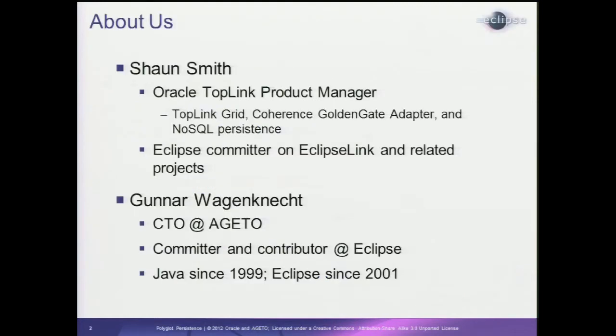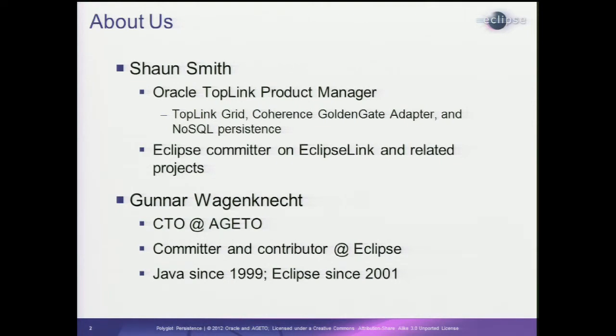And I'll just introduce who we are, and then we're going to do a bit of back and forth in terms of the content. So I'm with Oracle, and I'm a product manager for TopLink, and I work on a number of areas in TopLink. TopLink Grid, which is scaling out JPA into large clusters using Oracle Coherence. The Oracle Golden Gate Adapter, which is synchronizing databases and in-memory coherence caches using JPA. And on the work we're talking about today, here, the NoSQL stuff.